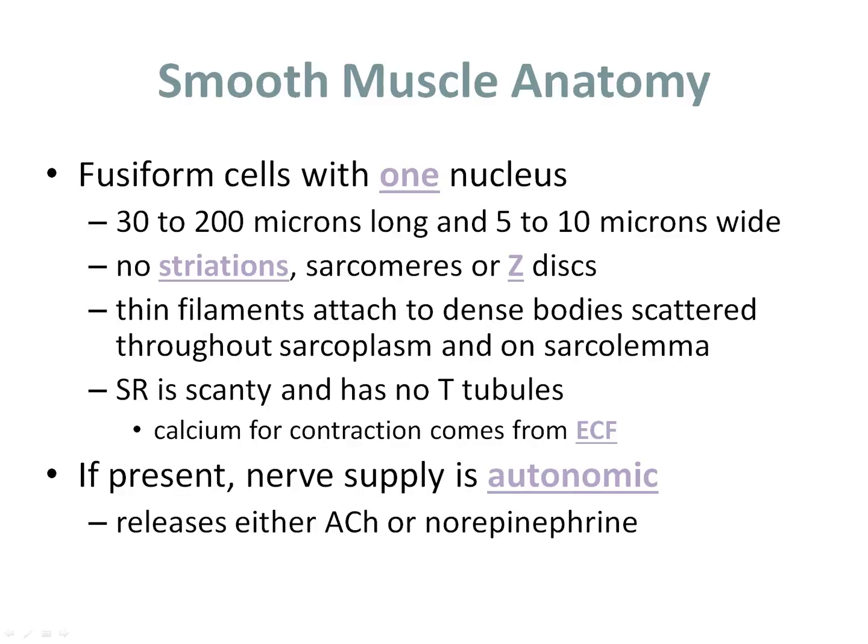If present, nerve supply is going to be autonomic, which means that the nerve supply is from our involuntary nervous system. We're not going to consciously control smooth muscle. It is going to be controlled unconsciously. This nerve supply releases either acetylcholine or a neurotransmitter called norepinephrine. We'll talk more about these two neurotransmitters as we move into the nervous system and how our autonomic nervous system works.